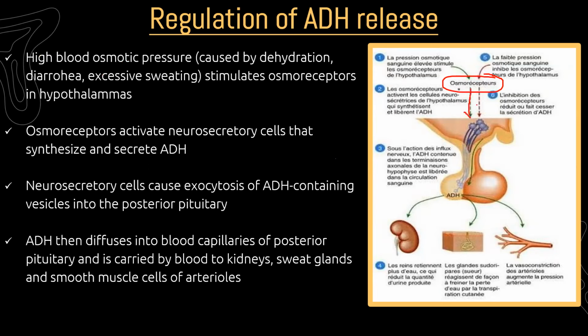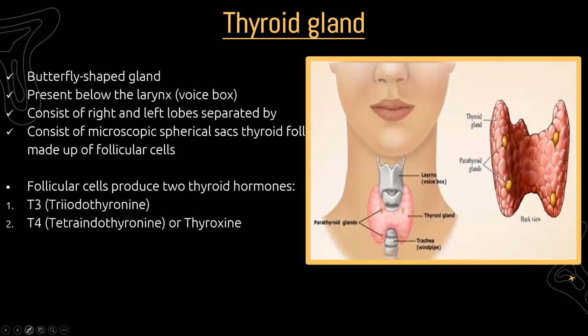Now that osmoreceptor will come and stimulate which cells? It will stimulate neurosecretory cells. The moment they stimulate the neurosecretory cells, what is the neurosecretory cell going to release? It is going to release the antidiuretic hormone. Now that antidiuretic hormone, through the hypophyseal portal system, through the blood vessels, will reach the posterior pituitary, and it is stored in the posterior pituitary for some time. Then immediately it starts showing its action.